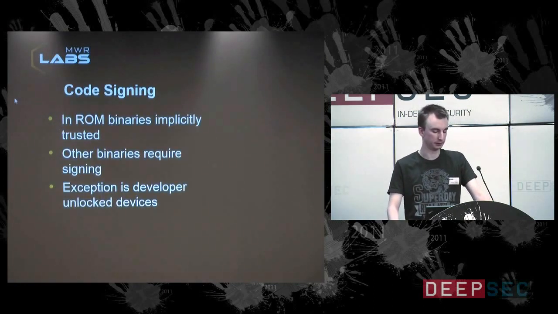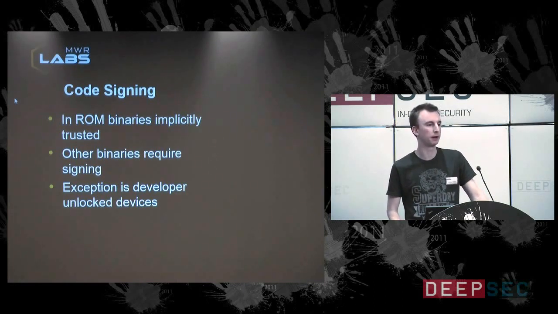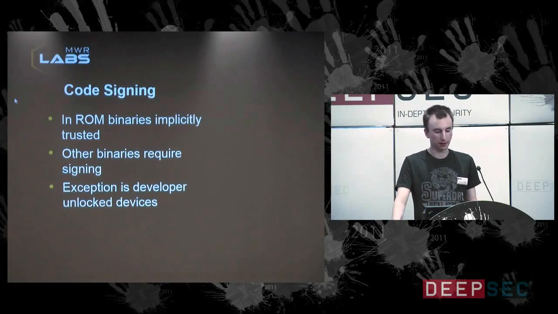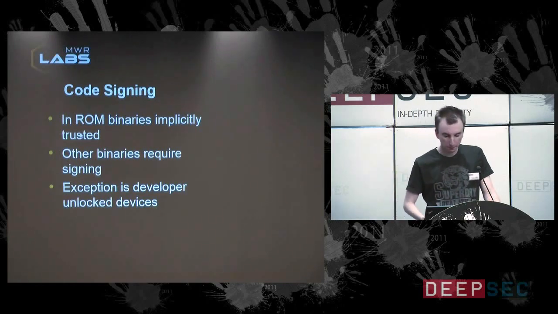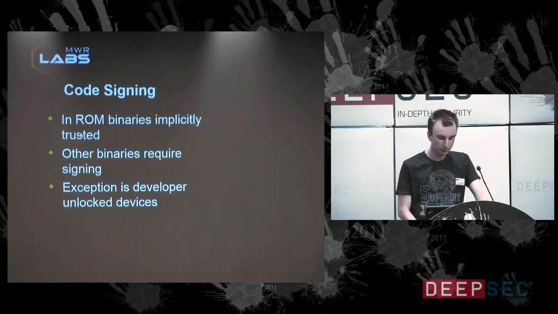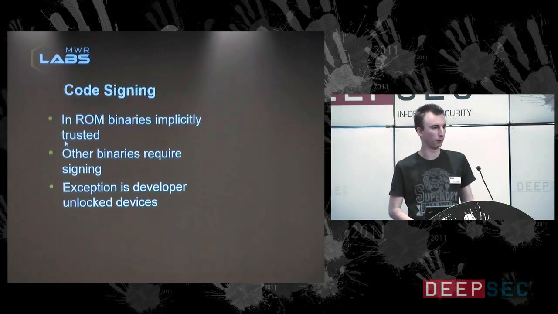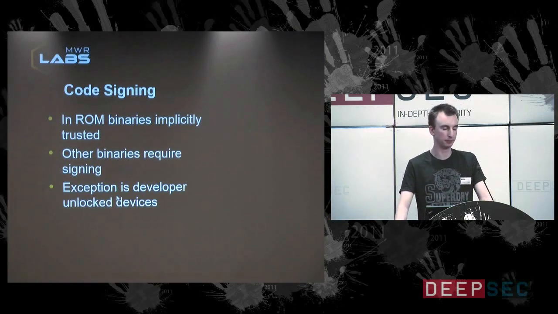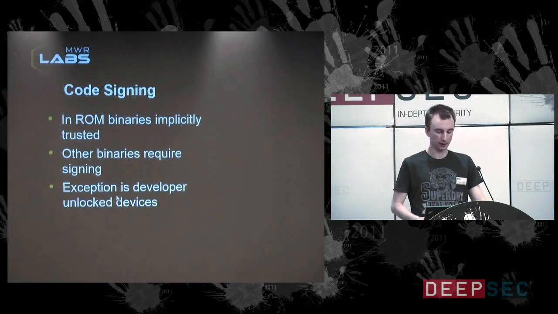So this works together as well with the code signing model on the device. Binaries which are shipped in the ROM, in the operating system at build time, are implicitly trusted because they got built into the OS. But they still require these policy entries to actually execute on the device. Any binaries which you put on the phone after the ROM has been built require to be code signed with a valid code signing certificate. So if you just put a binary on the phone, it won't execute because A, it's not code signed, and B, there's no policy entry specifically allowing it to execute on the phone. There is an exception to this, which is developer unlocked devices. For testing purposes, they have the ability to run LPC unsigned code.